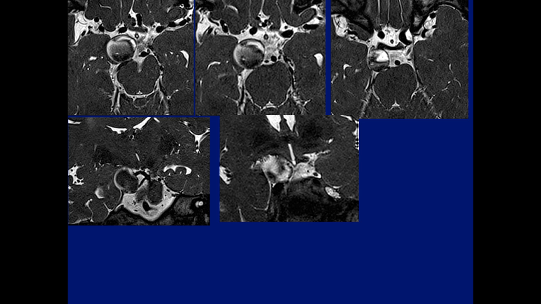It's hard, we cannot even identify it. Here's the posterior cerebral. Here's the lesion. We do not see the third nerve. But the final pathology on this was an arachnoid cyst in the cistern, compressing the temporal lobe and also involving the third nerve.